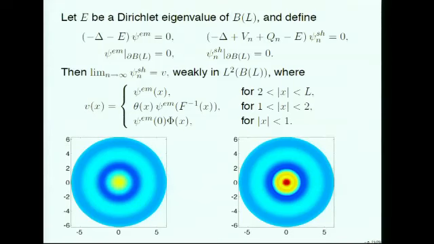So again, I look at two cases. I have a ball that is empty, and I put a Dirichlet boundary condition. Then I have the same ball with Dirichlet boundary condition, and I put the Schrödinger hat inside there. And then I look at the eigenvalue problem. Energy E is now the Dirichlet eigenvalue of this, and this potential can also be made such that this is satisfied.